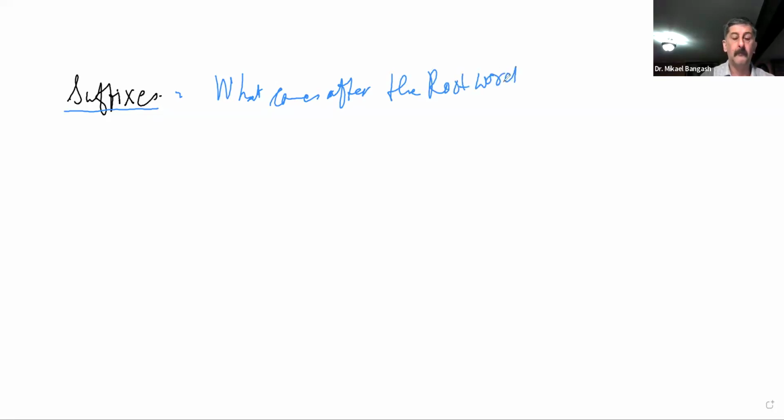root word. Now please keep in mind, guys, the word "comes after" can also be replaced by "follows." So whatever comes after the root word or whatever follows the root word, both of those could be how you would define what a suffix is. So we're just going to check them as they come in the book.